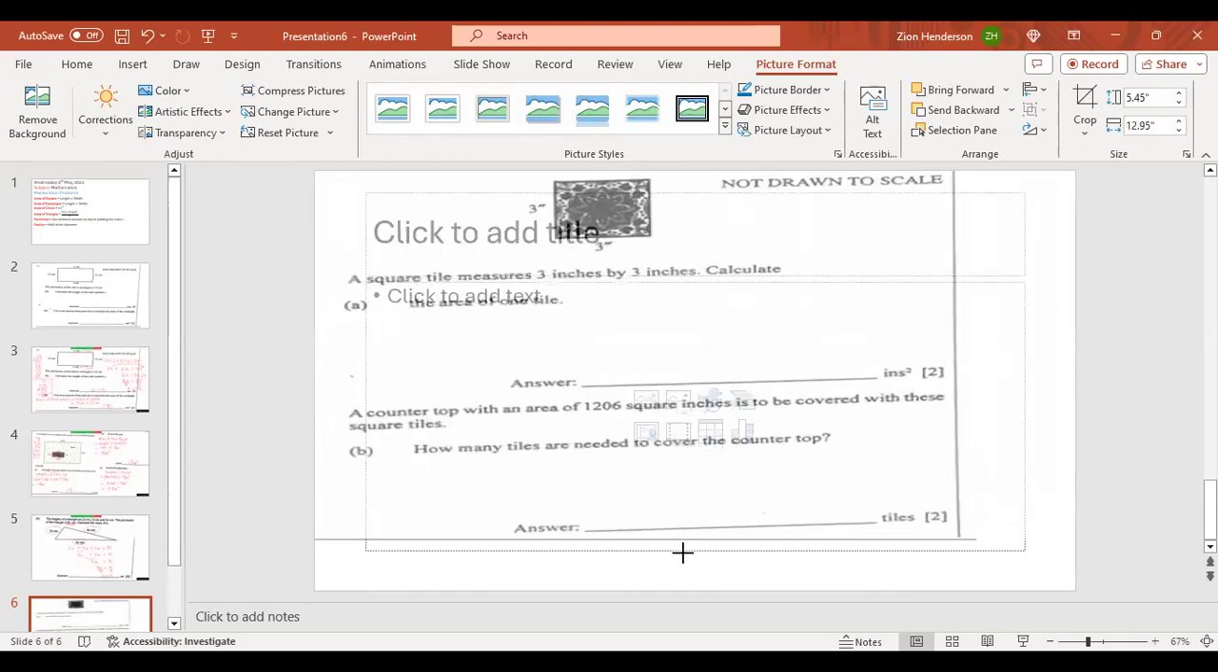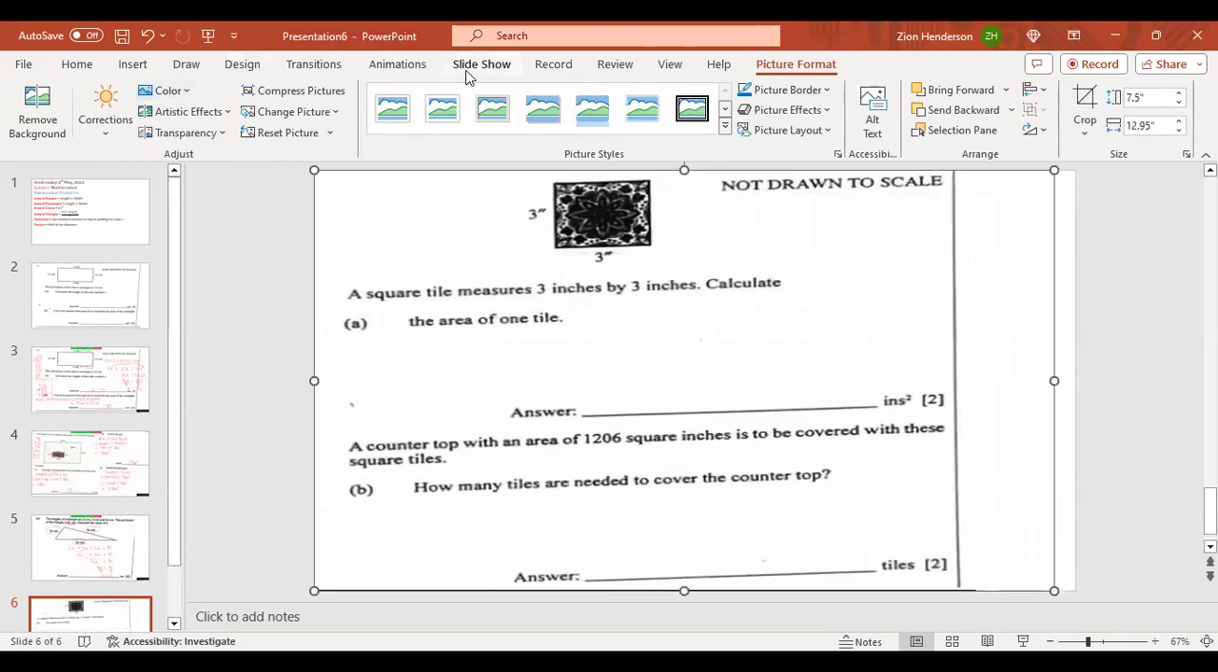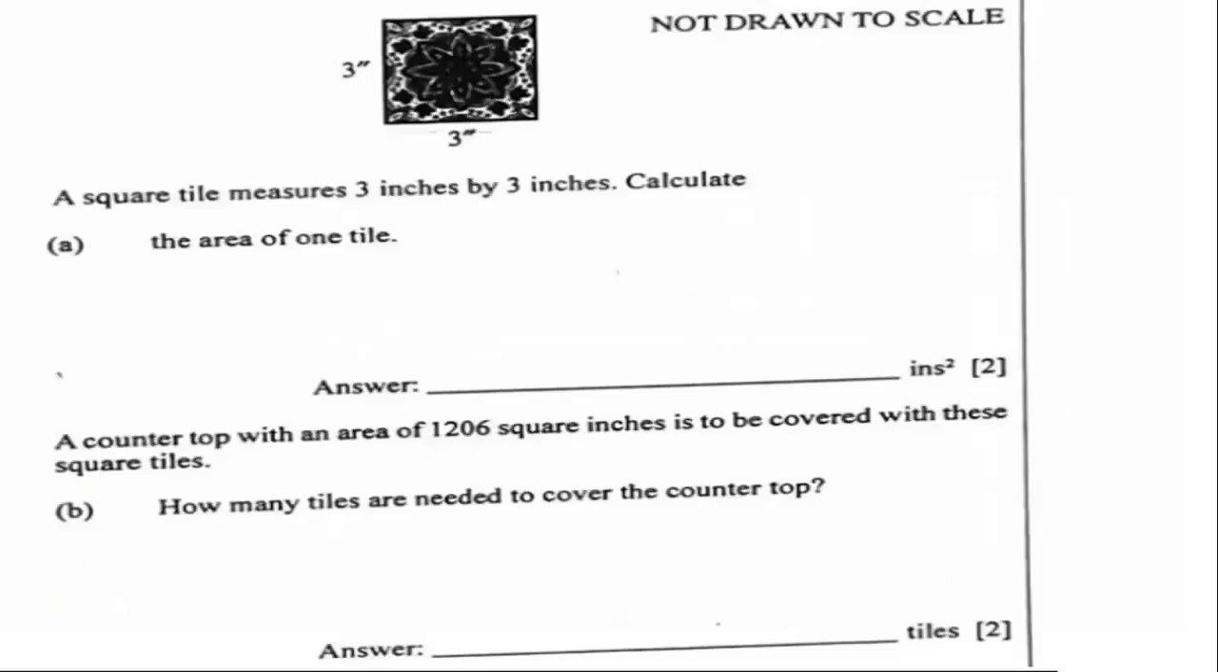All right, so go ahead, Tegan, read this slide for me, please. A square tile measures 3 inches by 3 inches. Calculate the area of one tile. So we have a square tile, all right? And it measures 3 inches by 3 inches. They want to figure out the area of one tile. That is easy. Anyone have an idea of how to do this?